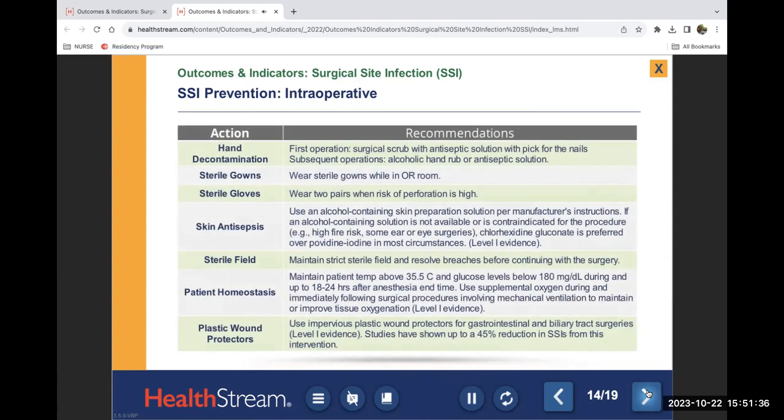Intraoperative prevention includes careful surgical scrubbing with nail cleansing, sterile attire for staff participating in the operation, proper patient skin preparation, and maintenance of a strict sterile field. The patient should be monitored closely to ensure proper body temperature and circulation are maintained, and blood glucose and oxygen levels remain within normal levels for the patient. Recent studies show that certain surgeries involving the abdominal cavity may have the risk of SSI greatly reduced by using impervious wound protectors to guard the sides of the cavity, while retractors are used to gain better visibility.